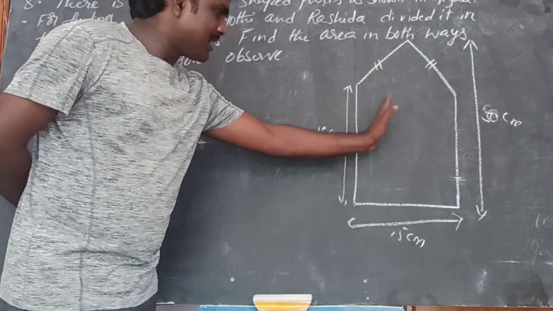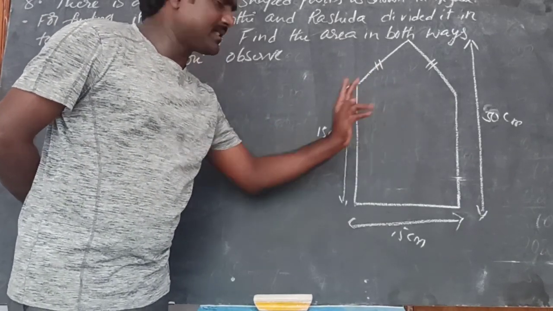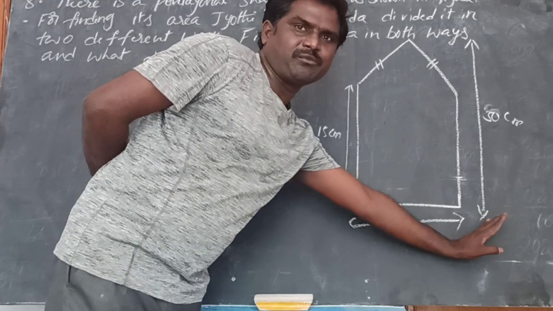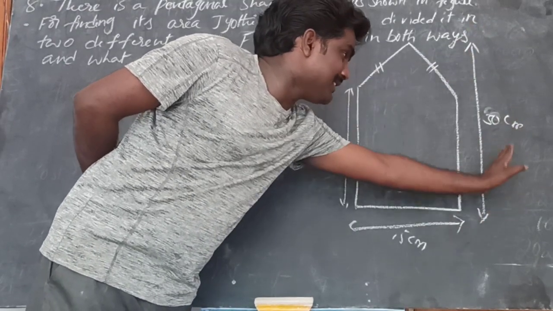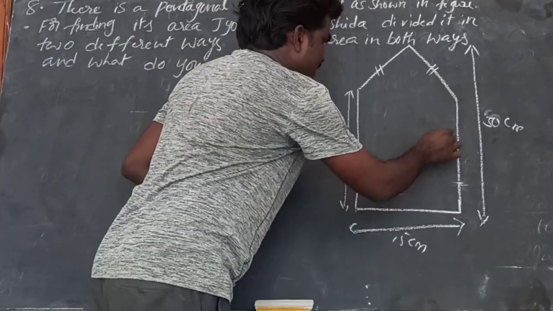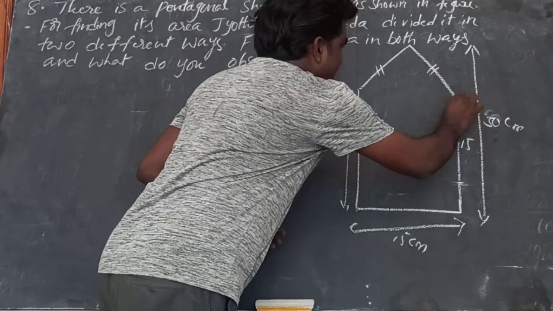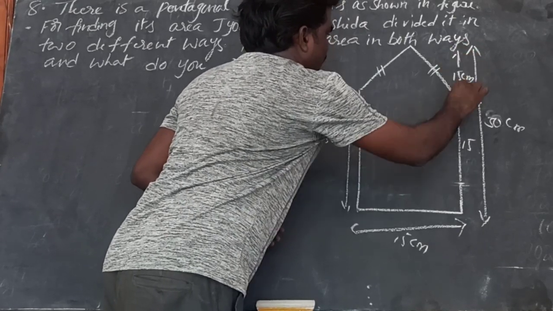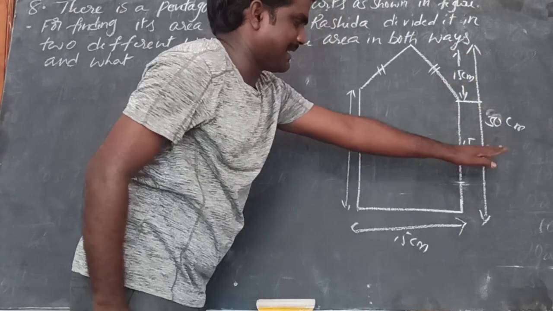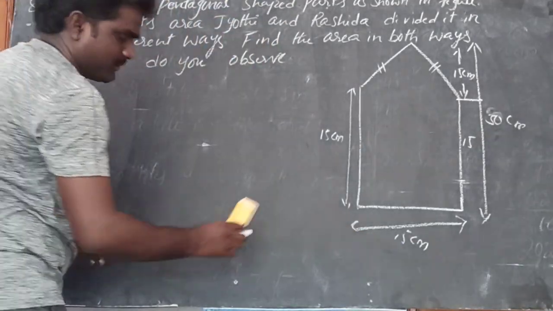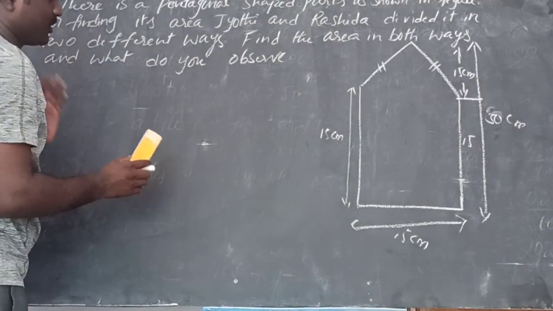Okay, so first they have given the diagram like this. Here 15, here 15. The total length is 30. So in this total length 30, the 15 is one part. Okay, so what is the remaining part? It is 15. Total how much? 30. Okay, now first find Jyoti's way.